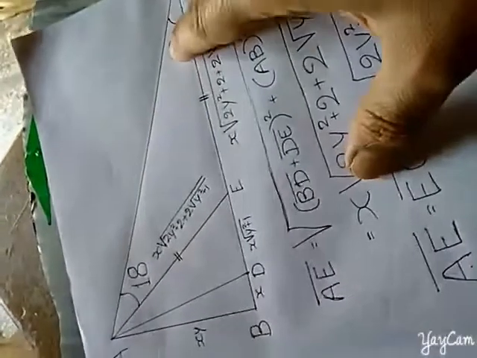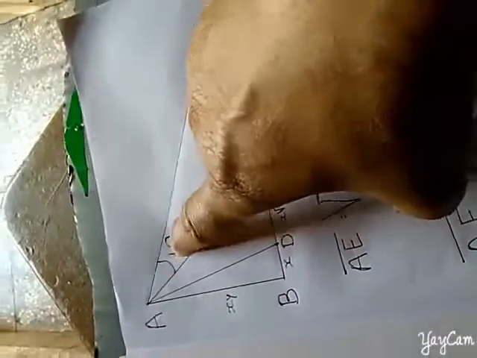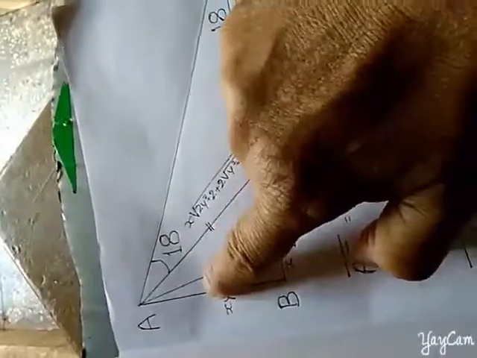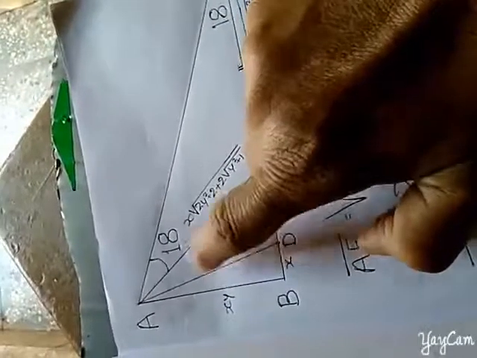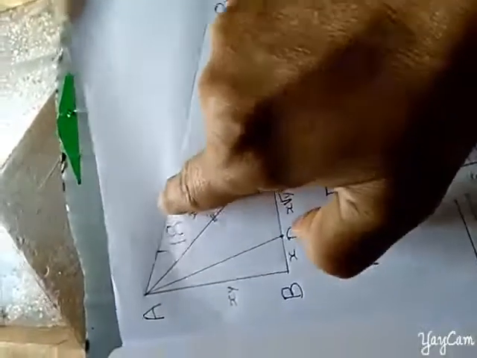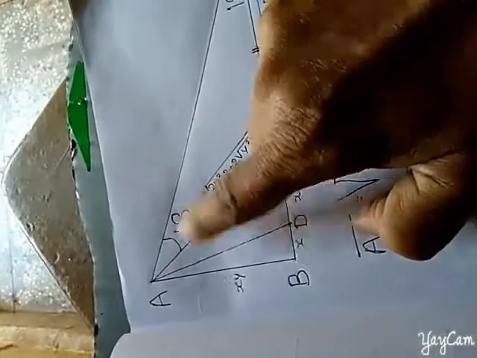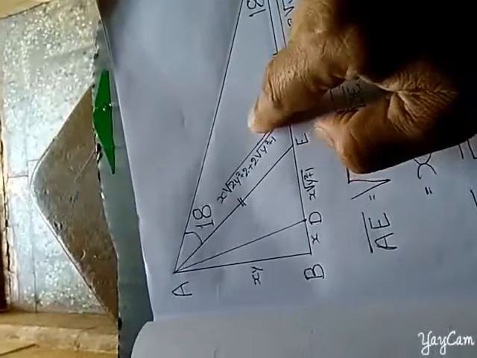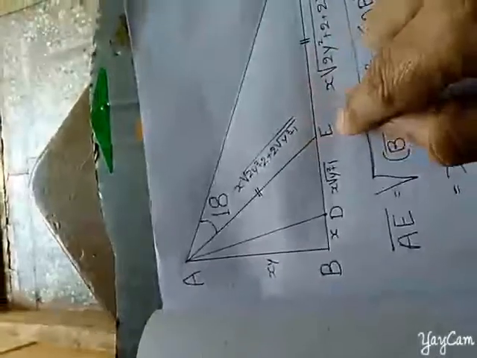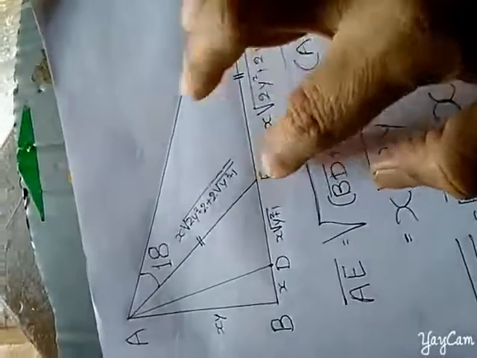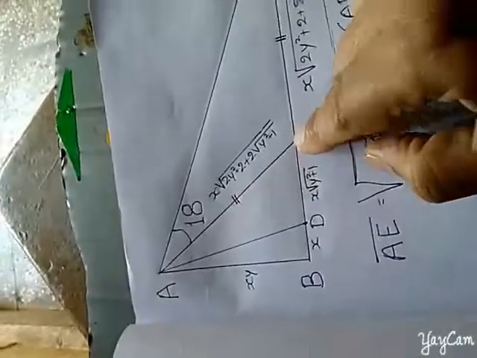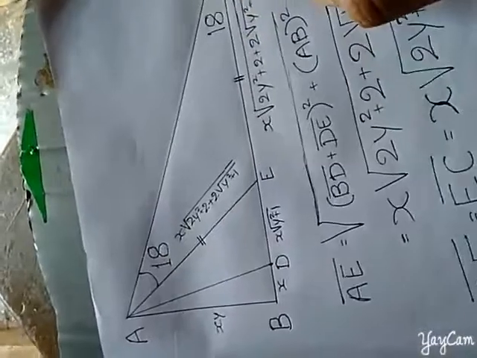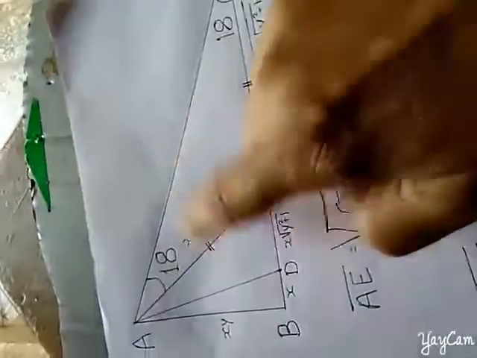This is 18 degrees, and this is also 18 degrees, because this is 36 and this is 18. We add them, that is 54, and this whole angle is 72. We subtract 54 from 72, and that comes to 18, and this is also an isosceles triangle. We get the measurement of AE by the Pythagoras theorem, and that is the measurement of the side EC, because these two sides are the same.